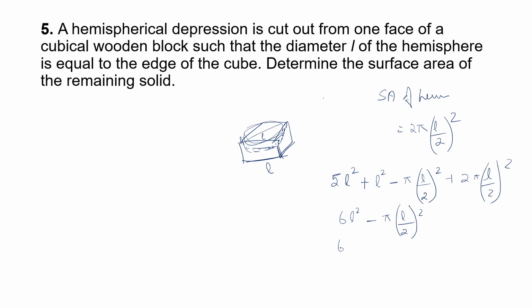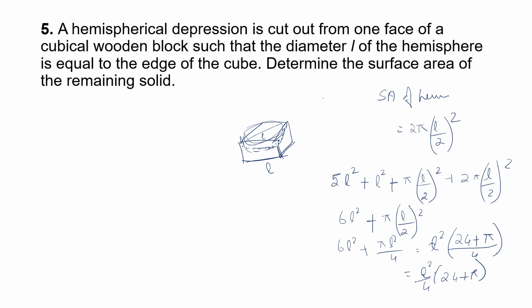So 6L square minus pi L square by 4, which is equal to L square taken common outside, which is equal to 24 minus pi by 4. This will become plus. Okay, so this is plus. So this is L square by 4 into 24 plus pi.